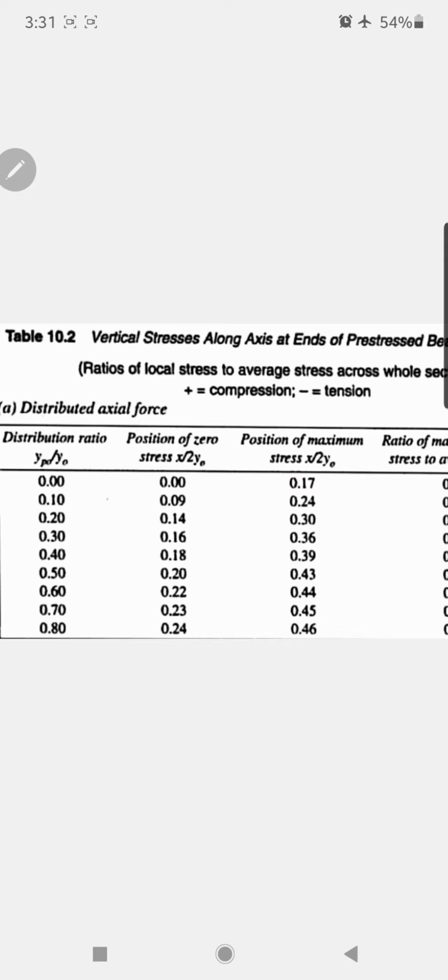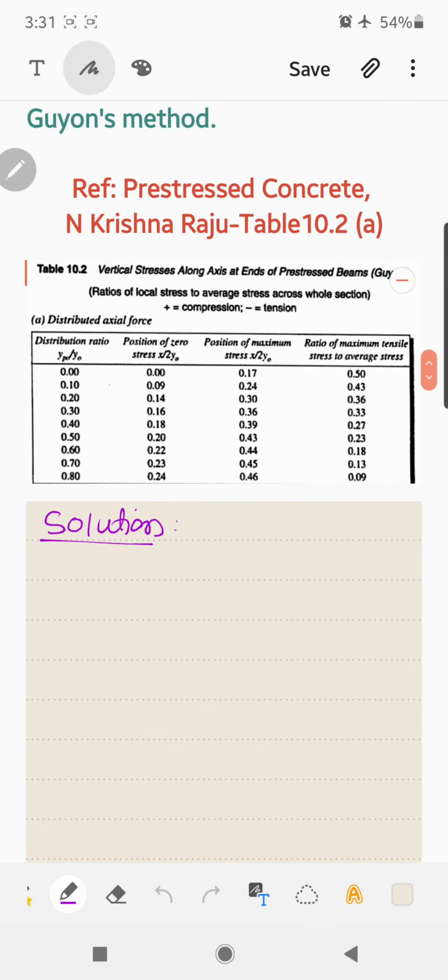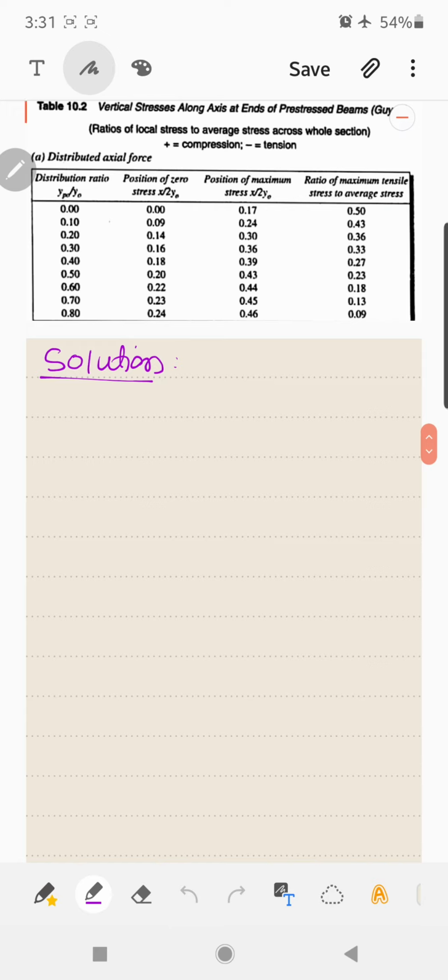2 yp naught is the depth of the anchor plate, and 2 y naught is the depth of the end block. So the ratio yp naught by y naught is nothing but the distribution ratio. For that distribution ratio you have to calculate these values. So let us solve this. It is a very simple problem by Guyon's method as compared to Magnell's method.